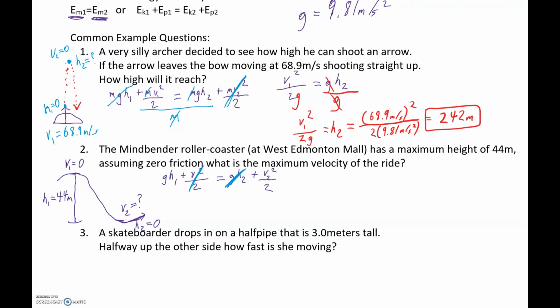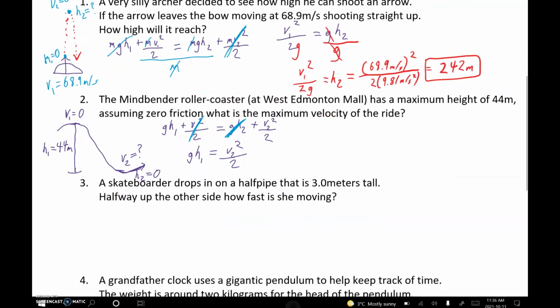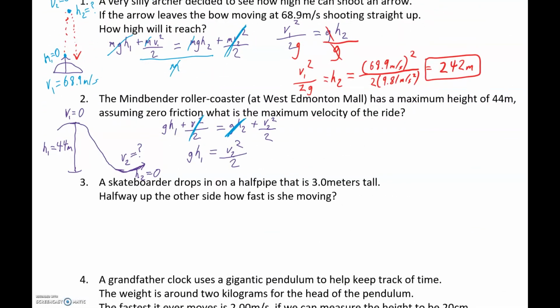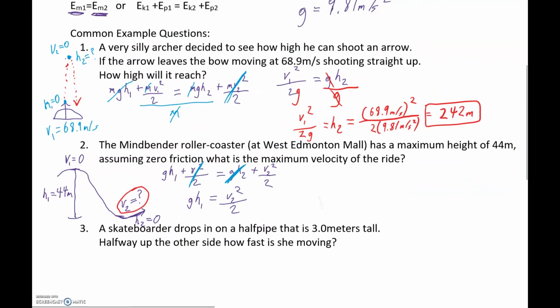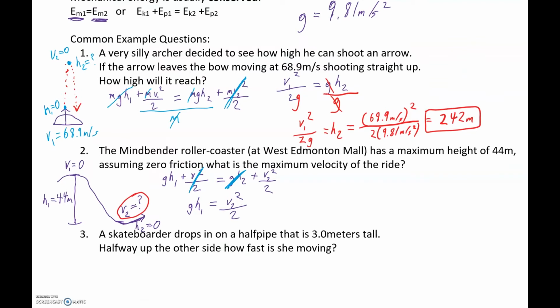So now let's see what else we can do once we write this out. So G H1 equals V2 squared divided by 2. And we are trying to find V2. So again, if it wasn't 100% clear before, we're looking for the V2. That's why there's a question mark there. We're looking for the maximum velocity. If the height is 0, that would be the maximum velocity. So anyways, let's move stuff over.